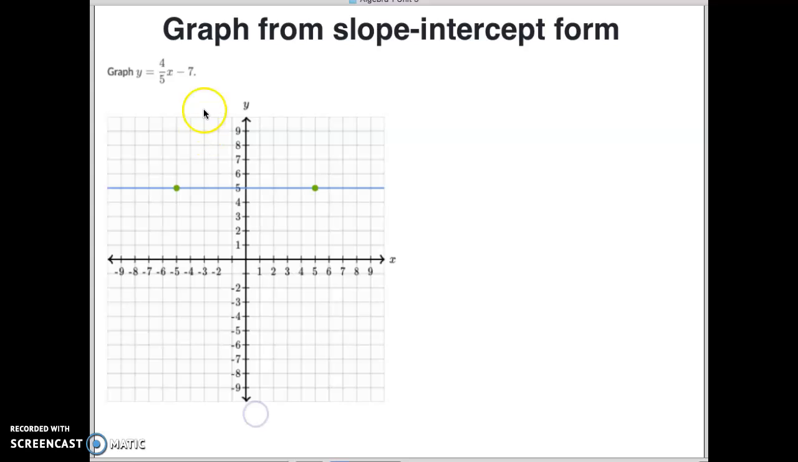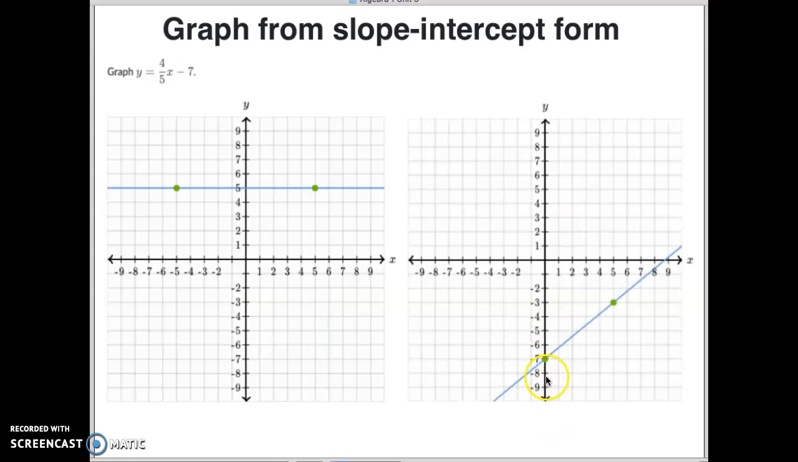Y-intercept, again, here's your y-axis, so it's where you put the dot on this y-axis. Since the first number here is -7, we take our first dot and move it down here and put it on -7. Then from this position, we go up 1, 2, 3, 4, and over 5, and we put the next dot right there. So we have a dot at -7, we go up 4, over 5, put the next dot, and there's our slope.